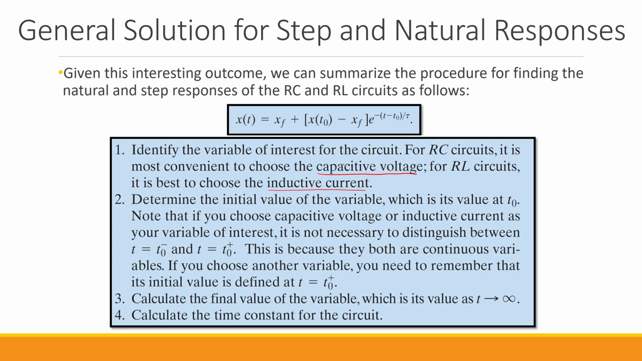Even though I said these two are more convenient, it doesn't mean that you cannot choose the current of the capacitor or the voltage of the inductor. But between the four variables that we can have, these two are more convenient. The second step is to determine the initial value of the variable, which means the value at time t0, basically the time that we change the position of the switch.